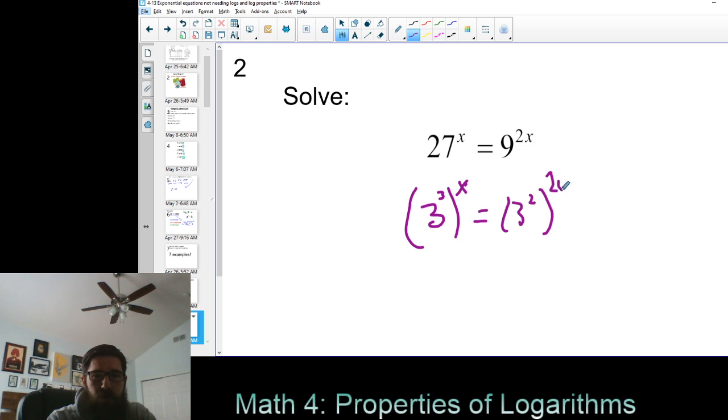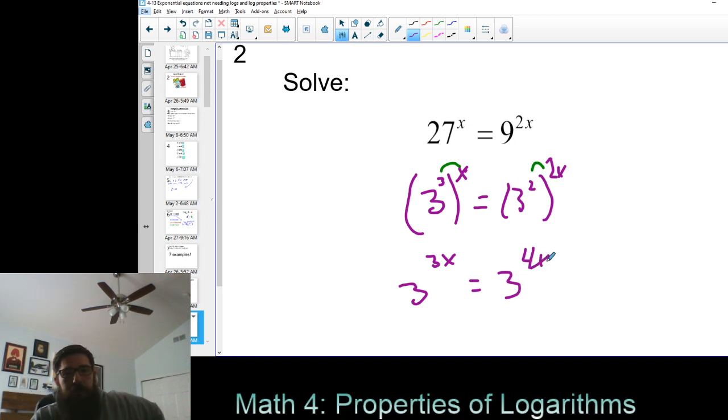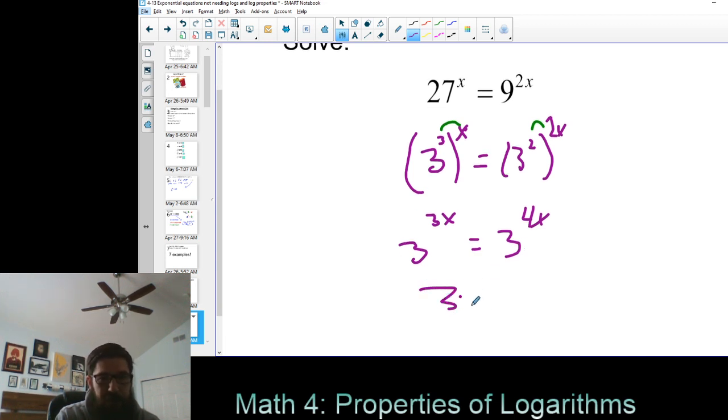Oh, goodness. So, if we use some of our properties from last week, how do we deal with these exponents? They're going to get multiplied in. I think it was law 3. This is now going to be 3 to the 3x, because those are going to multiply, equals 3 to the, I have 2 times 2x. There's your 4x. At this point, I have the exact same base, so I can just ignore the bases, giving me 3x equals 4x.